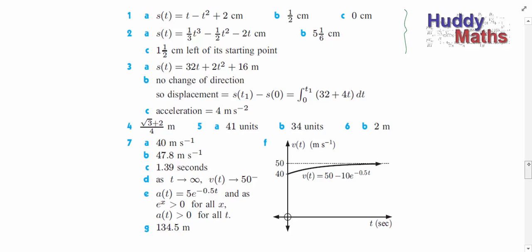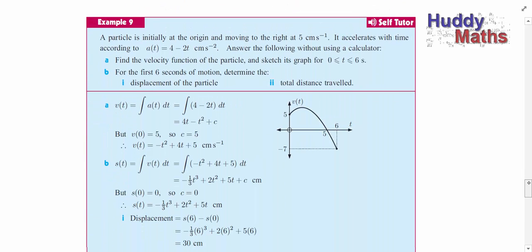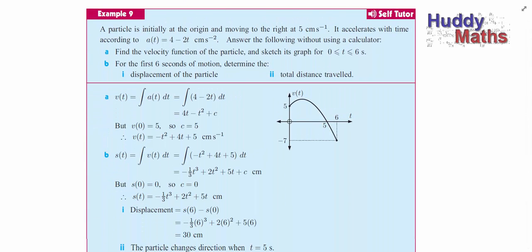Okay, let's go on and have a look at some more. Here's another problem of interest to you. Here we go. This time it's given an acceleration. Okay, it's moving to the right at 5 centimeters per second. That's a velocity, and it accelerates with that. Answer the following without using a calculator. So it's a paper 1 question. Find the velocity function of the particle and sketch its graph.